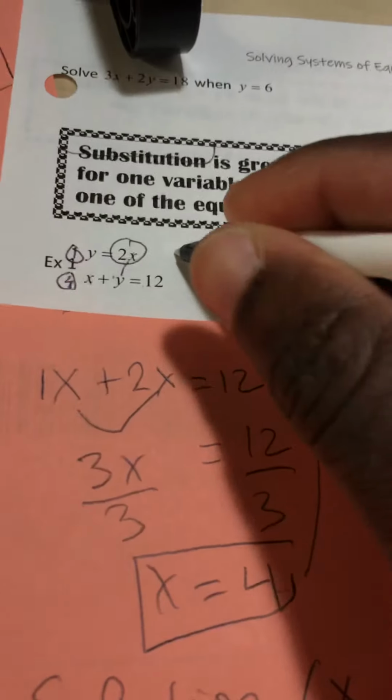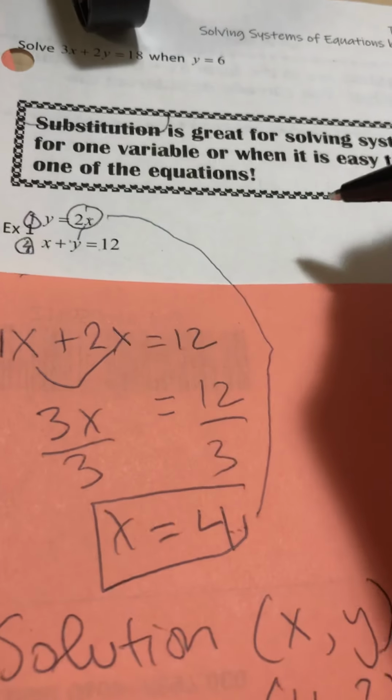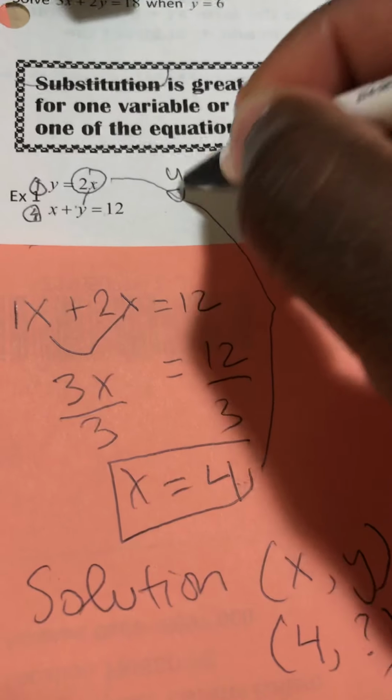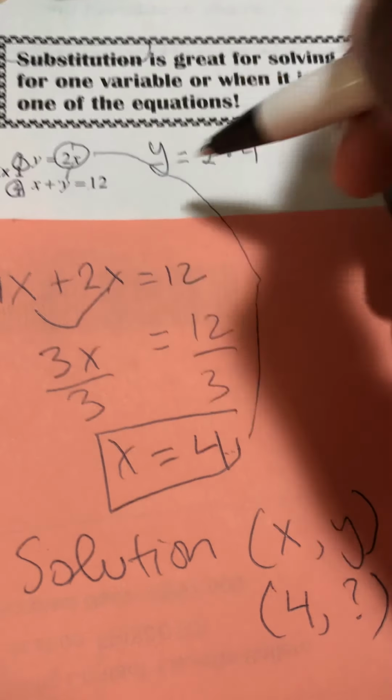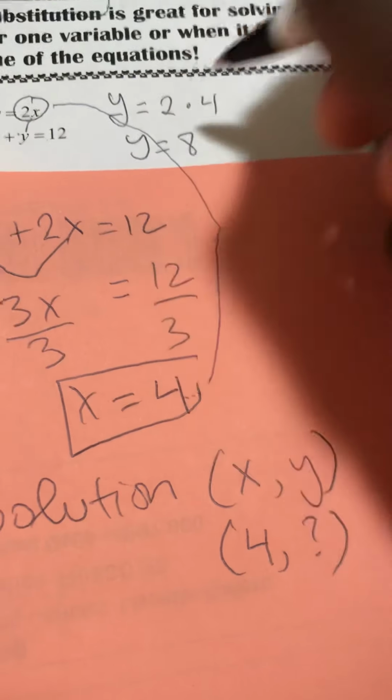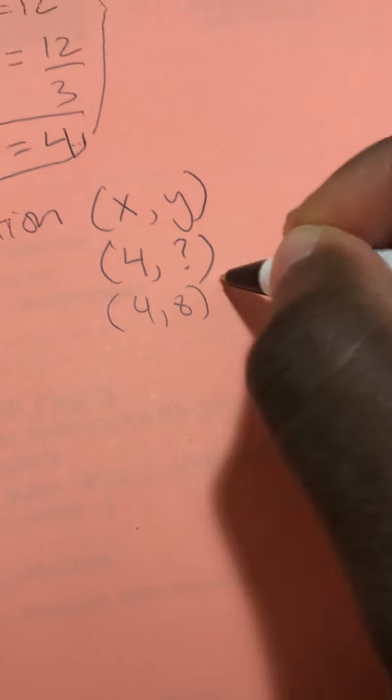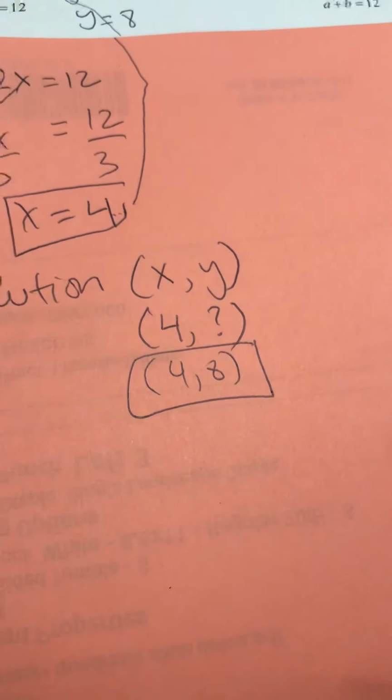So that means you take your 4, plug it in right there, right? So that should be y equals 2 times 4, because you plug it in for x. And we know 2 times 4 is 8. Therefore, I have the solution: 4, 8. Done deal. You with me?